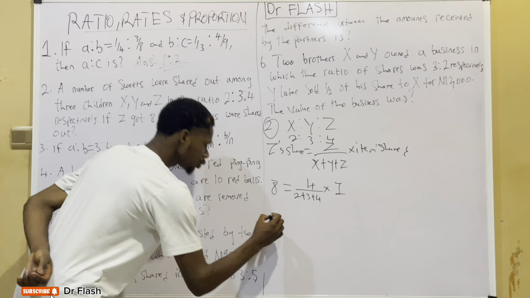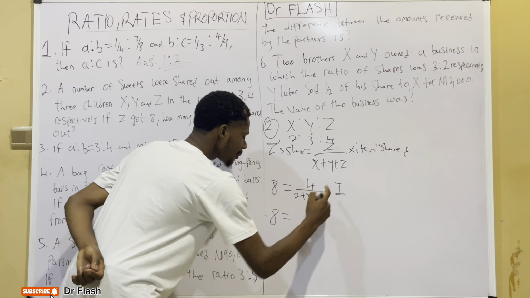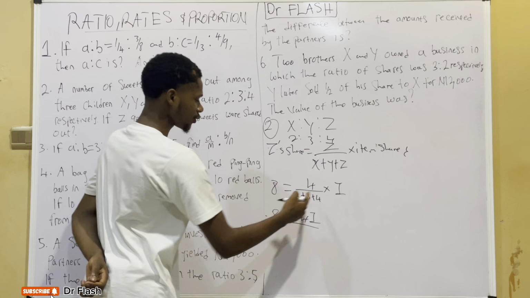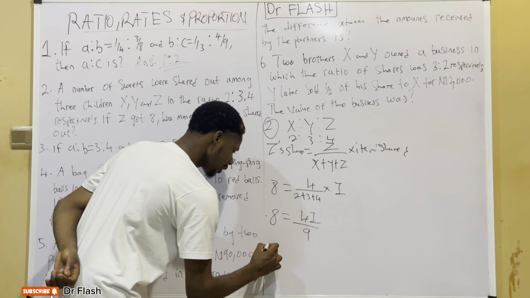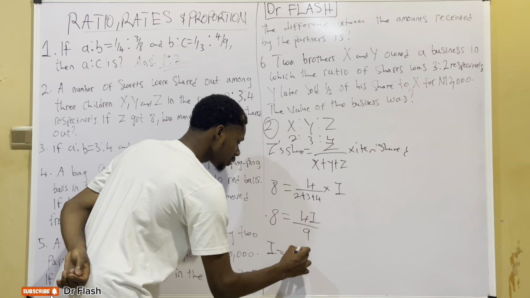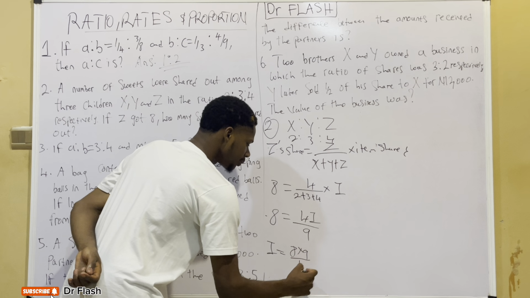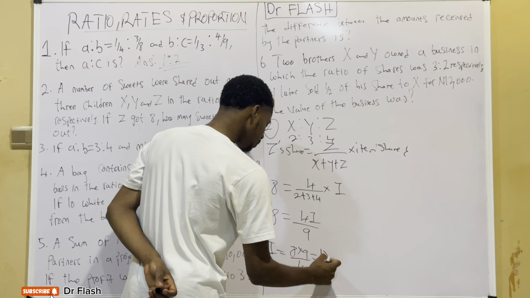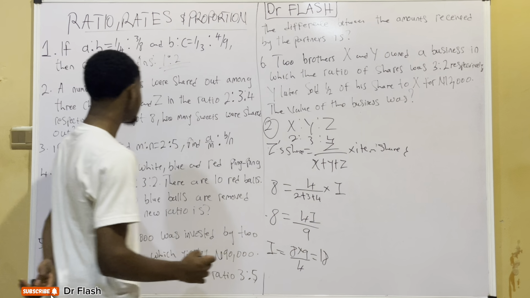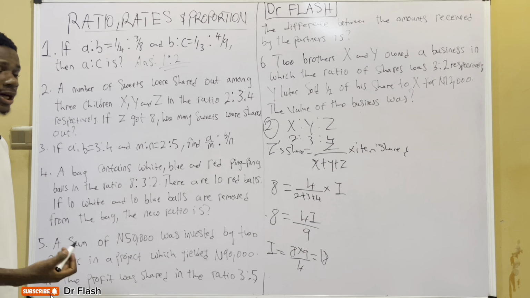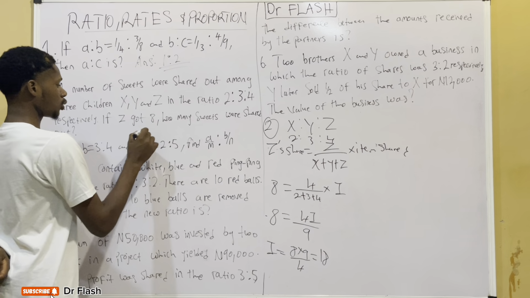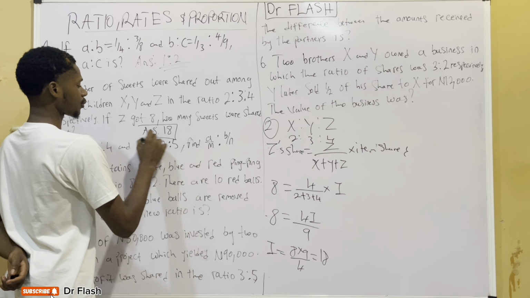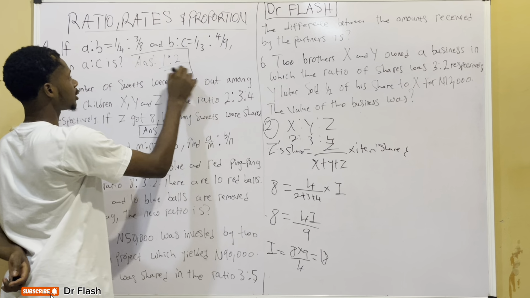So from here we're going to have 8 is equal to 4 times I, is 4I divided by 2 plus 3, that's 5, plus 4, that's 9. So from here we can make I the subject. That will be equal to 8 times 9 divided by 4. When you do the math here, you should get 18. So the number of sweets that is being shared is 18. So for number 2, the answer is 18. Okay, that's for number 2.